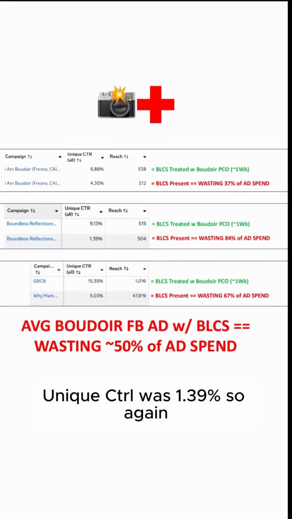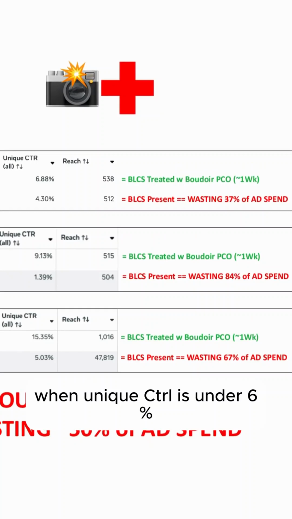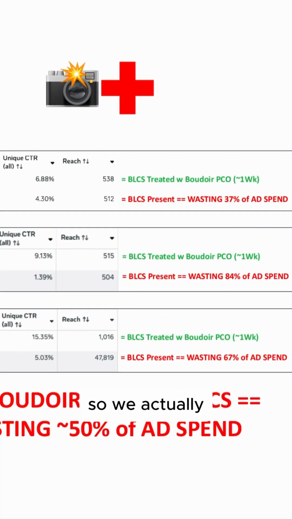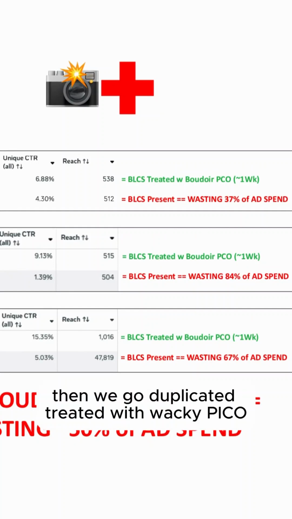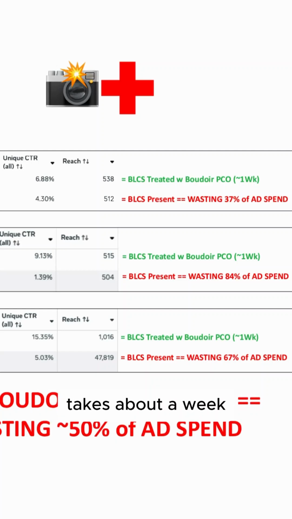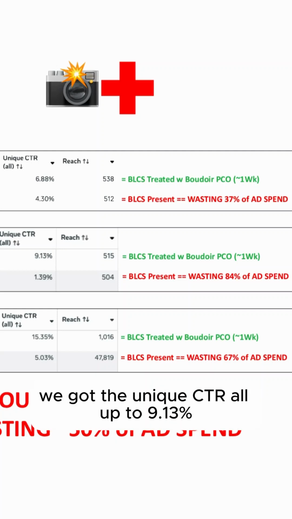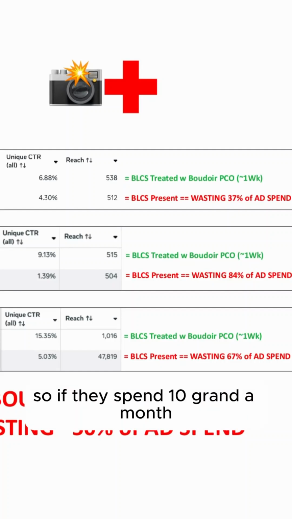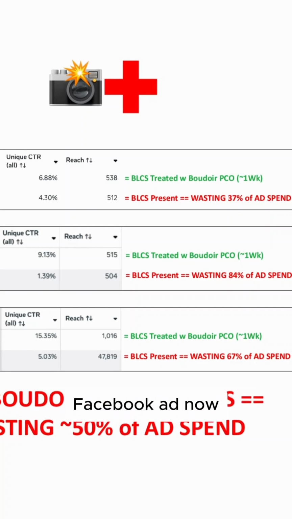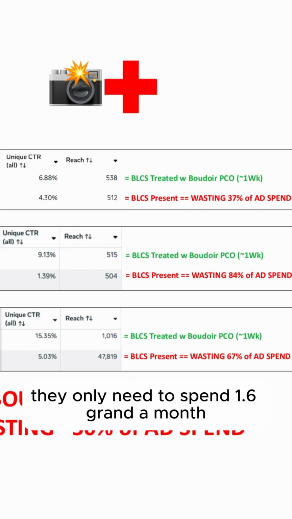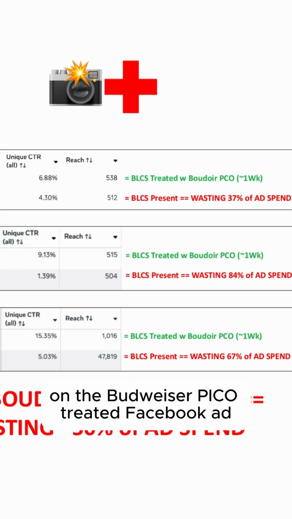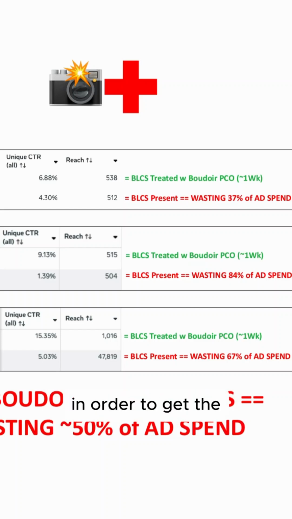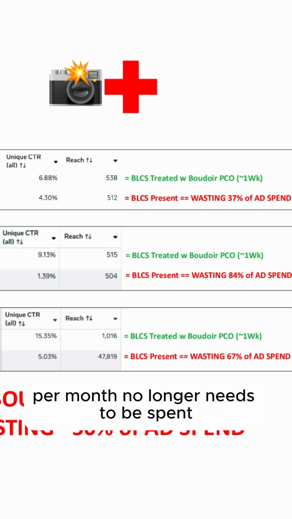Unique CTR was 1.39%. So again, when unique CTR is under 6%, we know that BLCS is present. We duplicate it, treat it with Boudoir Pico, which takes about a week. We got the unique CTR up to 9.13%. So we found out the original Boudoir Facebook ad was wasting 84% of its ad spend. If they're spending 10 grand a month on the original Boudoir Facebook ad, now they only need to spend 1.6 grand a month on the Boudoir Pico treated Facebook ad in order to get their ad into the same number of women's brains in both scenarios. So 8,400 bucks per month no longer needs to be spent.